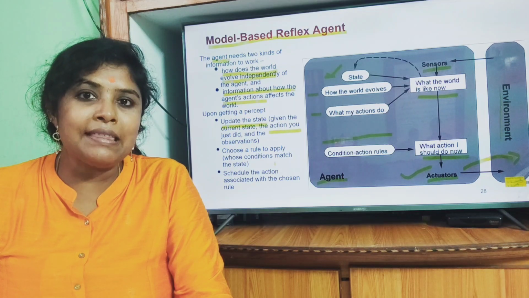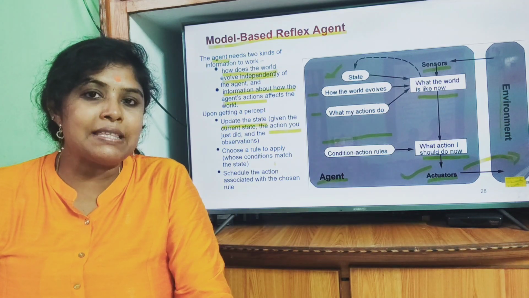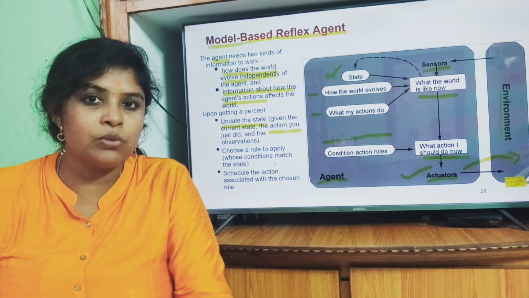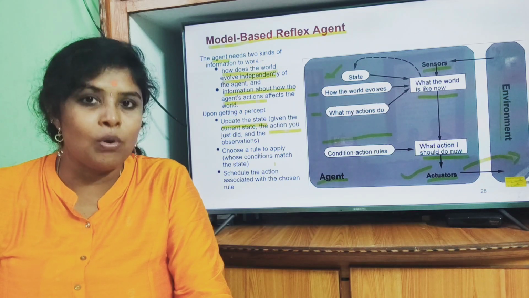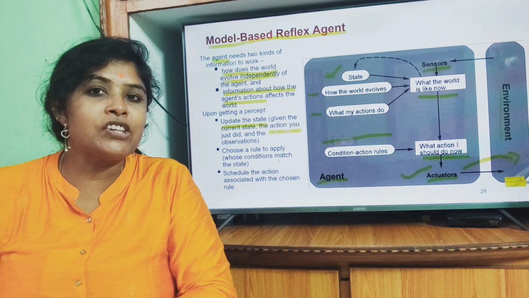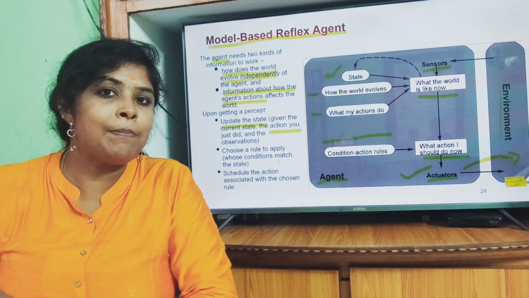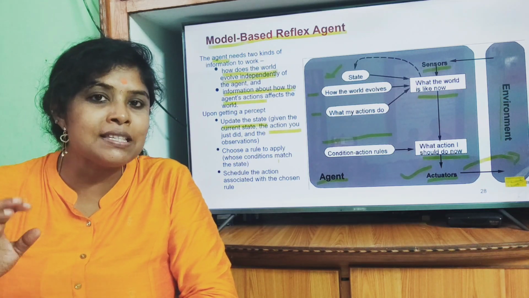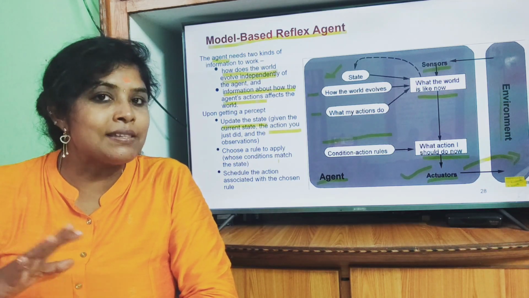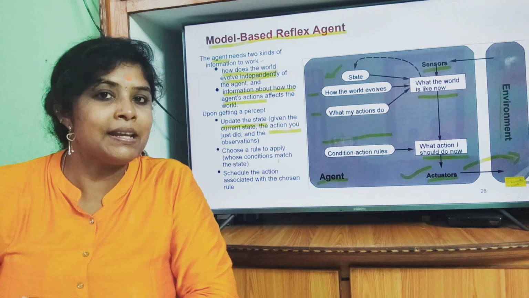Suppose in the example which we considered for the simple reflex agent, we considered a vacuum cleaning robot. There, if the location is a particular room and if it is dirty, it will perform the suck operation. That is, it will clean the dirt. So it does not know about its environment in prior.